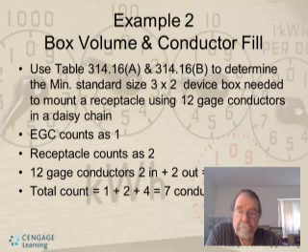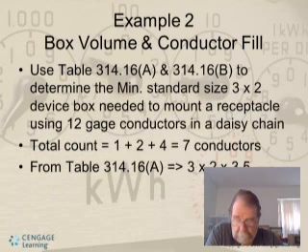So the total count is, you have the lighting fixture counts as 1, and then you have the 2 conductors. So you have a total of 7 conductors. Okay. Now use the table to do this one again. Another example to finish this example up. You have 7 conductors, and then from the table you get the box, a 3x2 by 3.5 box, and that should give you what you need.